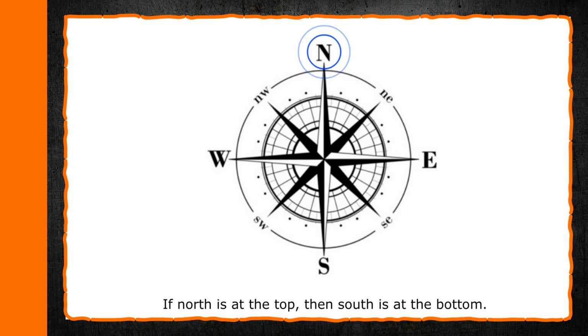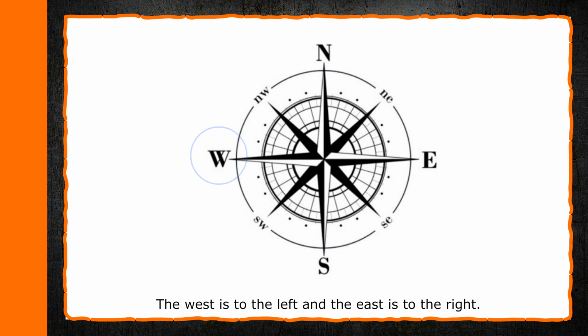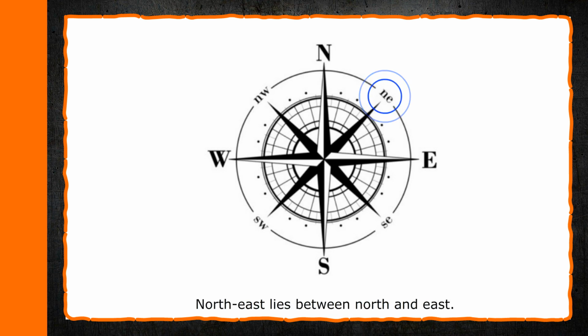If north is at the top, then south is at the bottom. The west is to the left and the east is to the right. If you know the 4 directions, you would be able to find out the intermediate directions. Northeast lies between north and east. Northwest lies between north and west. Southwest lies between south and west. Southeast lies between south and east.